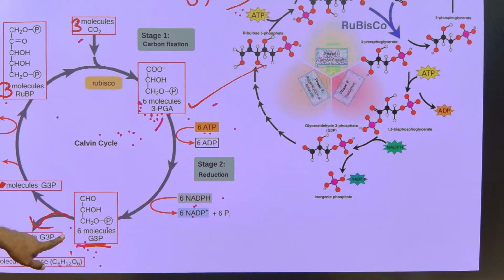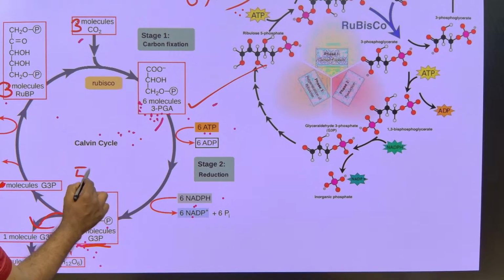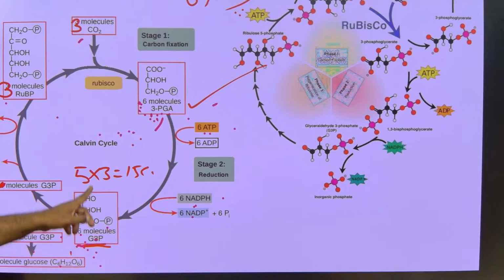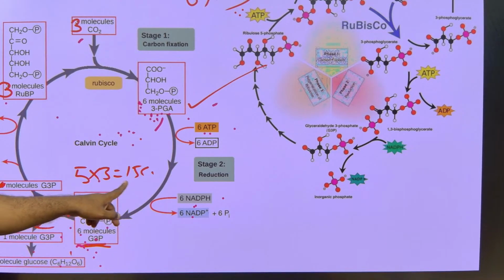Out of 6 G3P, 1 G3P is coming out. You are getting my point? 1 G3P is coming out. How many G3P are left? 5. 5 G3P means how many carbon? 5 G3P means 15 carbon. 5 into 3, 15 carbon. Now every student answer: by using 5 G3P or 15 carbons, how many RuBP can I regenerate?